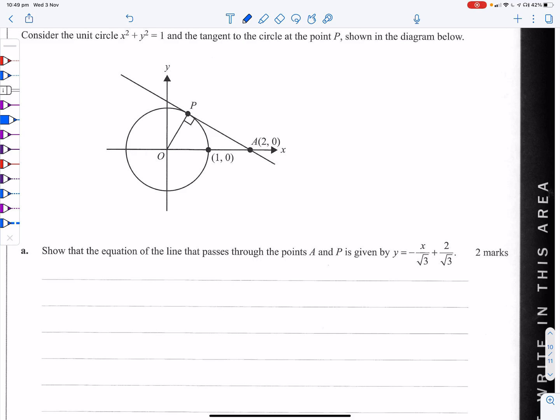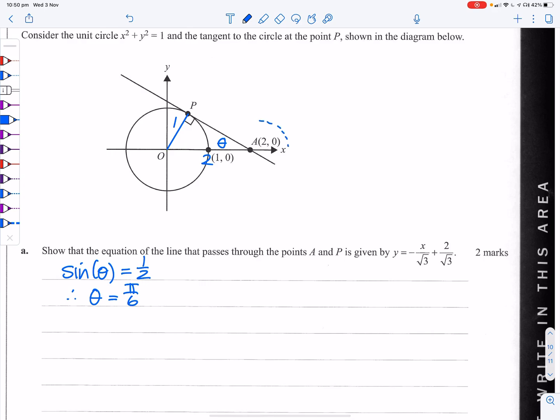Okay, so first thing we can do is we can say theta is there, because we know this side here is 1, and that's 2. So we can say sine of theta is equal to a half. We know if sine of theta is a half, then our angle's pi on 6. So theta is pi on 6.